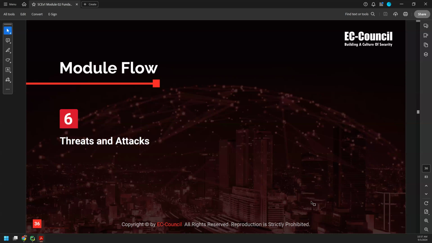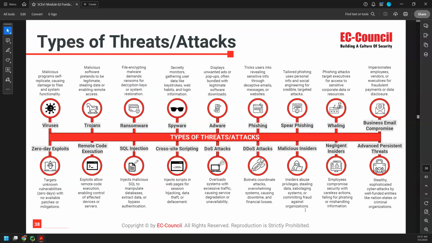Okay. On the threats and attacks, these are, again, all the different ways that people will come in and try to attack. We've highlighted several of these before. Ones that we haven't necessarily hit hard on are Trojans and viruses. Make sure you understand the difference between those. Viruses are programs that are self-replicating and will cause damage to files and functionalities. Trojans pretend to be legitimate, but they're still stealing data or enabling remote access.